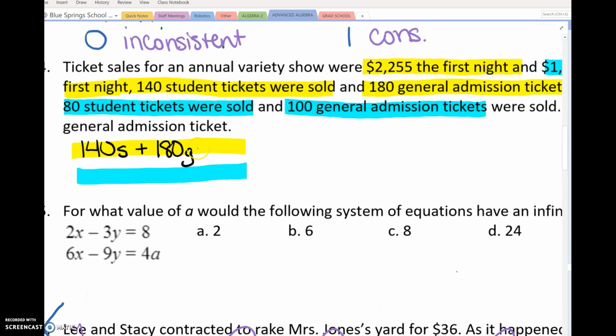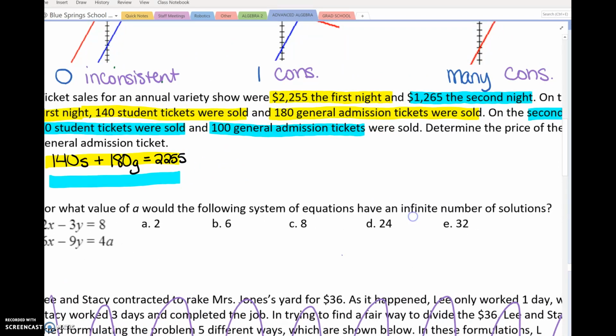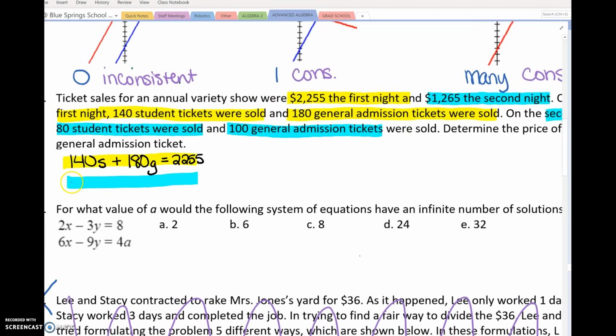Those two numbers, 140 times the amount that each of those tickets is, 180 times the amount that each of those tickets is, that would equal our total amount of $2,255. Once I write that equation, do you think you could write the other equation? On the second night, 80 student tickets were sold, 100 general admission tickets were sold. How much did we collect on the second night? $1,265. So on the test, I would ask you to write those two equations.